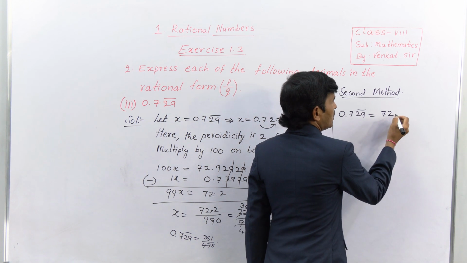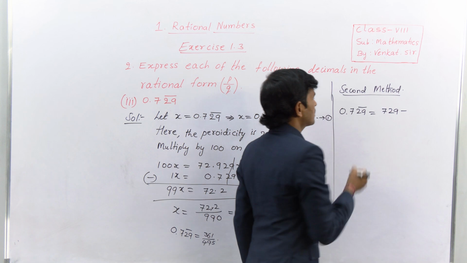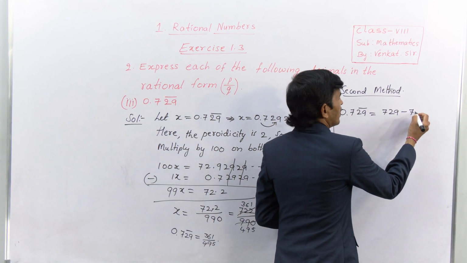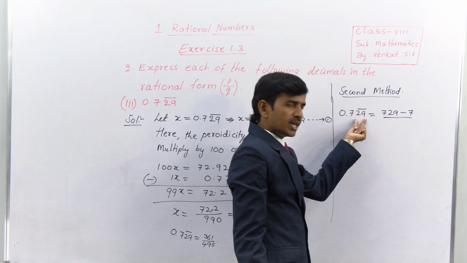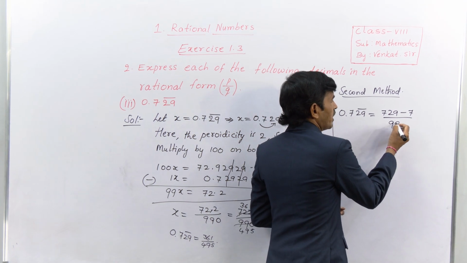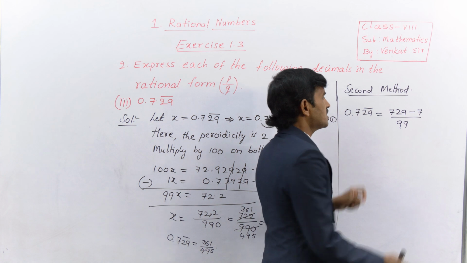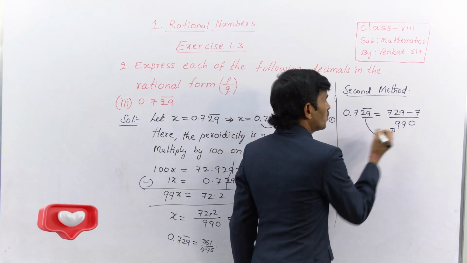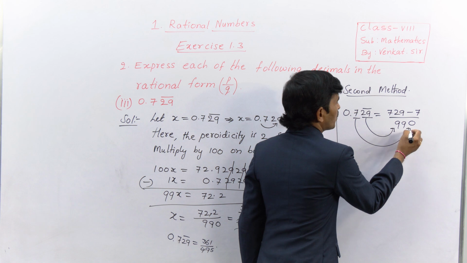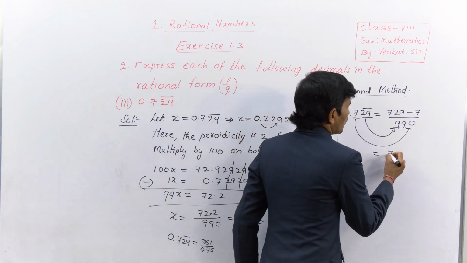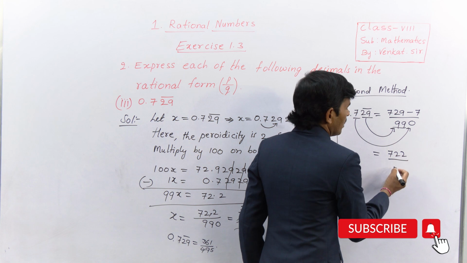is 729 minus the non-recurring digits, that is 7, by the number of recurring decimals, that is 2 digits, so we should write 2 nines, and for non-recurring digits, 1 zero. For recurring we should write 2 nines, for non-recurring we should write what? 0. Then what are you getting? Check it. 722 by 990.